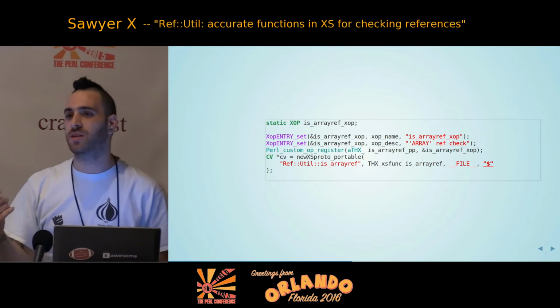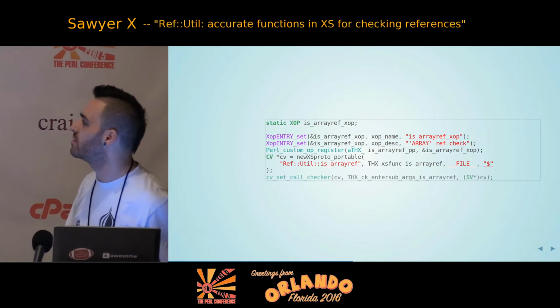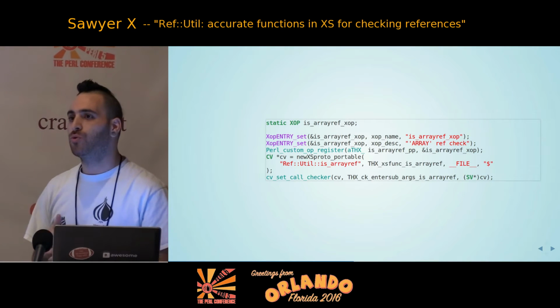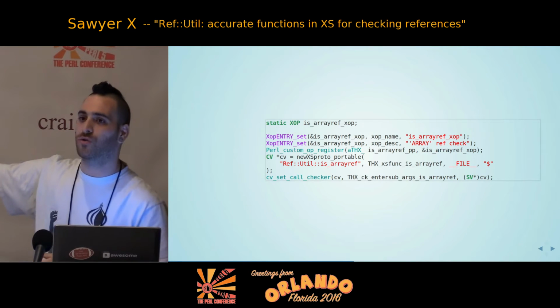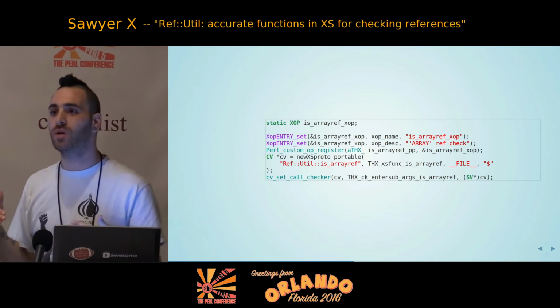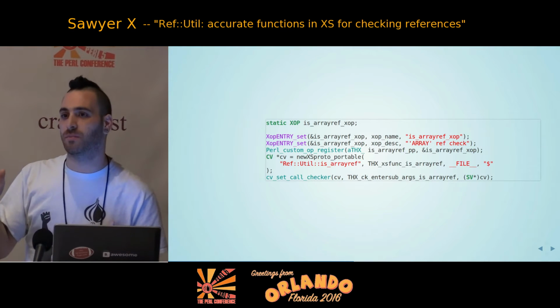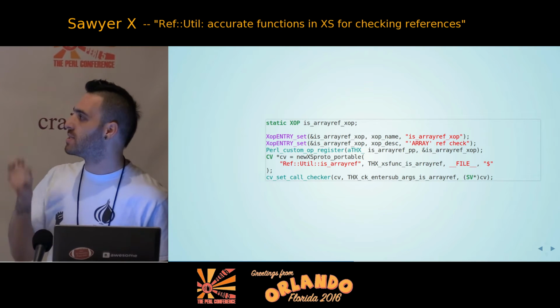And the reason we have this address is that we could find it and then replace it. So, okay, it's kind of crazy. The next thing that we do is we ask Perl to set a function that will be called as soon as this function is called. So if someone calls isArrayRef, we want to grab that and we want to run a function. It's called a CV, set call checker.